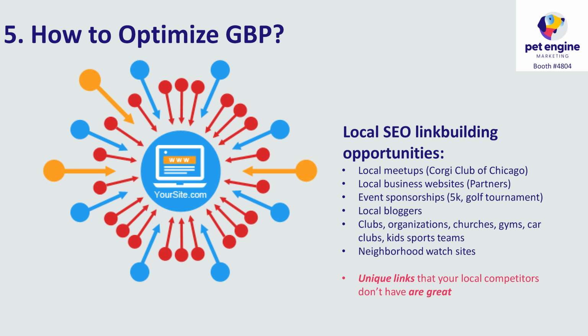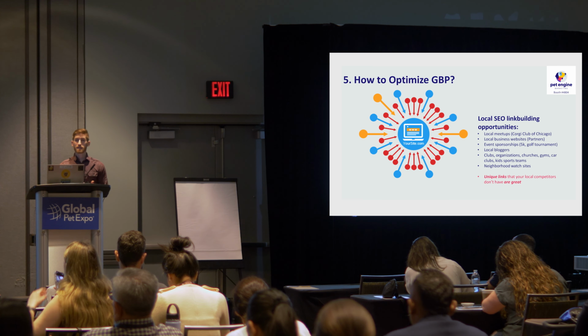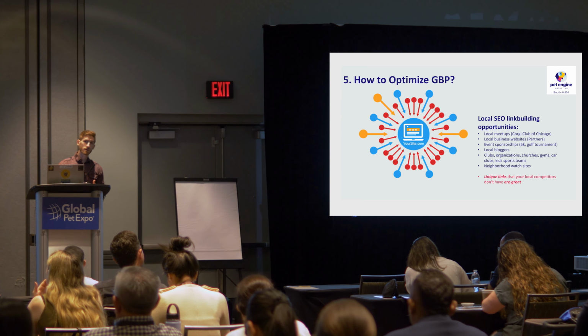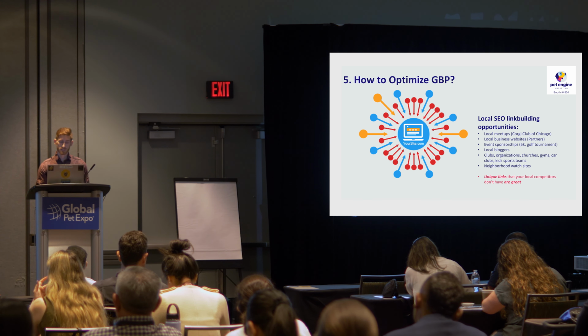So an example: sponsor a local meetup of a specific breed, right? Corgi Club of Chicago or something like that. Maybe they have a website, maybe they have a meetup link, whatever it is. If you can sponsor that, whether you have a dog park at your business, or maybe they start their walks outside your store, whatever it is, get a link on their website. Again, exclusivity and uniqueness of these links is super important here.